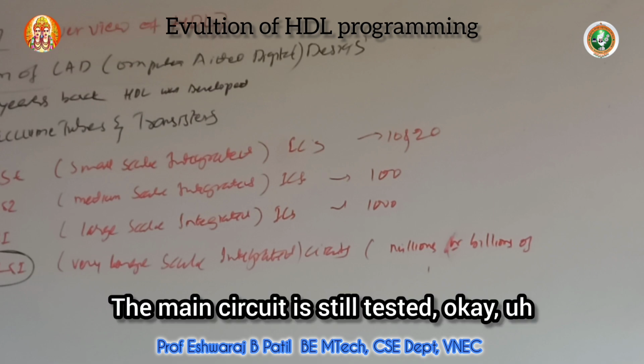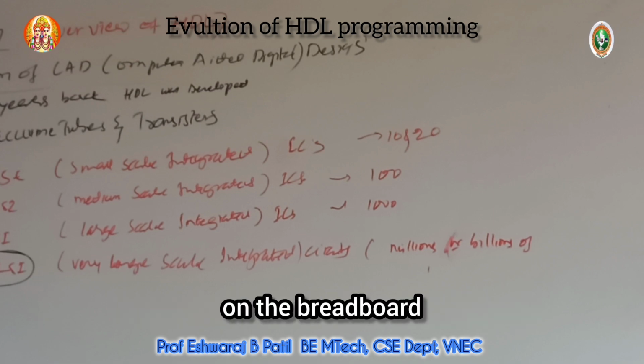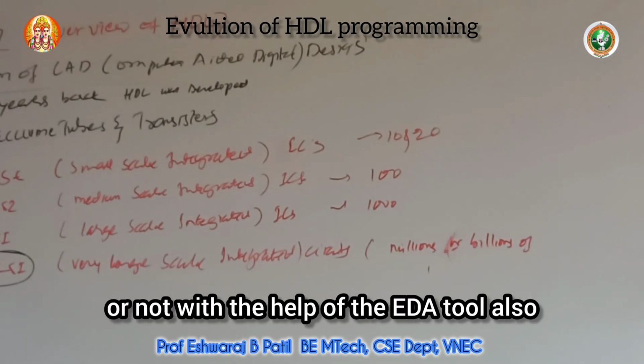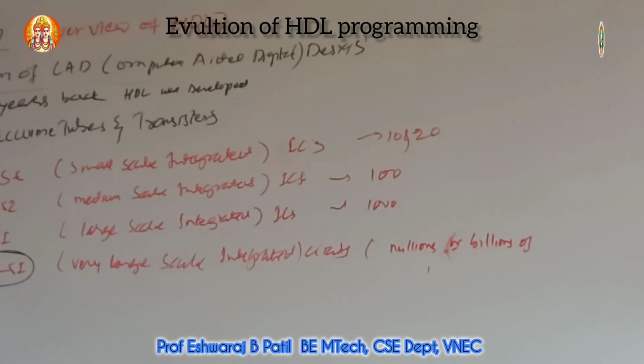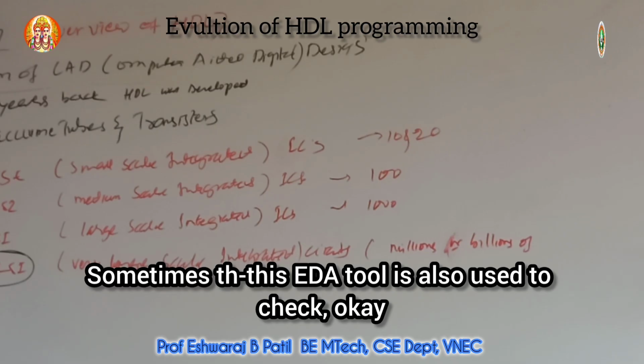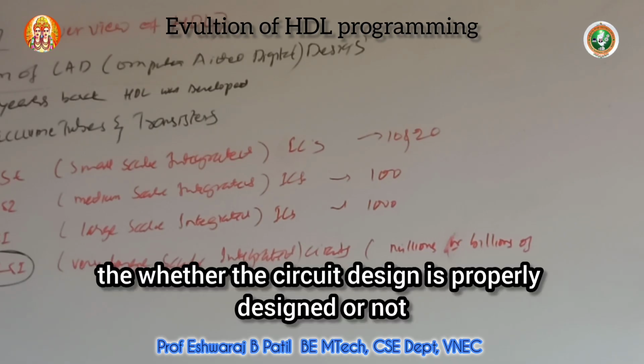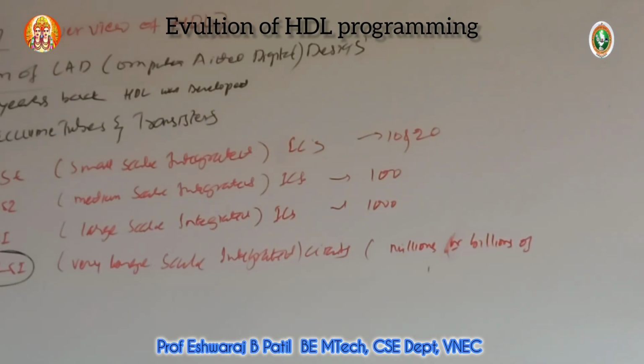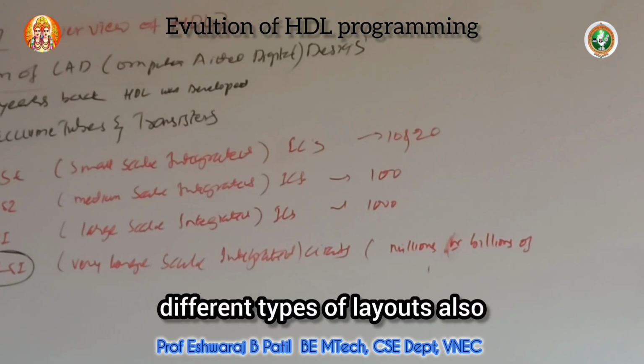The main circuit is also tested on the breadboard, and even the layout of the design, whether it is properly designed or not, with the help of the EDA tool. Sometimes this EDA tool is also used to check whether the circuit design is properly designed, even on the breadboard and on different types of layouts.